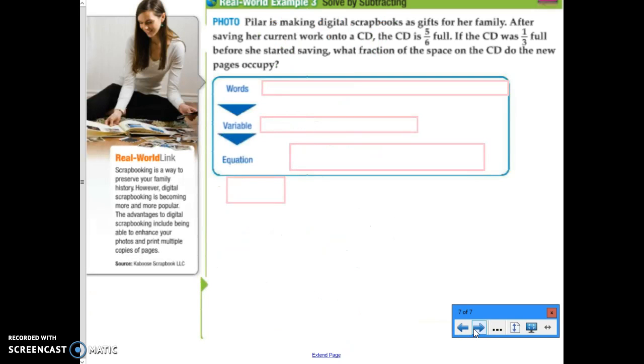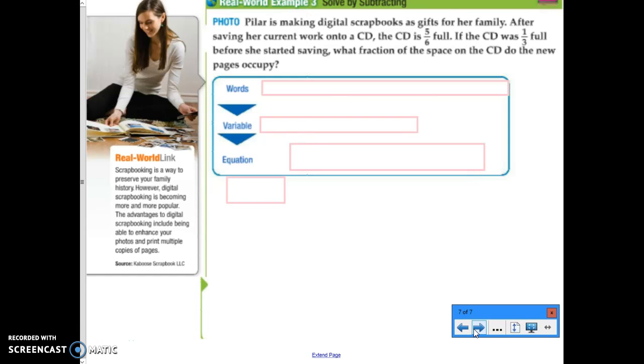All right, so then the last slide here is our word problem. It says, Pillar is making digital scrapbooks as gifts for her family. After saving her current work onto a CD, the CD is 5/6 full. If the CD was 1/3 full before she started saving, what fraction of the space on the CD do the new pages occupy?